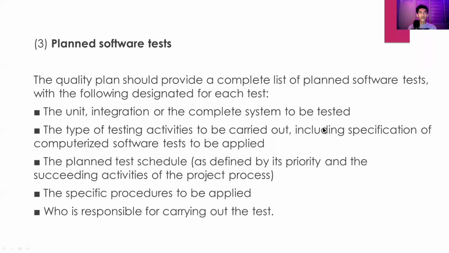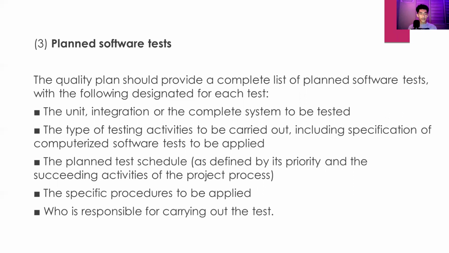Third, planned software tests. The quality plan should provide a complete list of planned software tests with the following designated for each test. First, the unit, integration, or complete system to be tested. Second, the type of testing activities to be carried out, including specifications of computerized software tests to be applied. Third, the planned test schedule as defined by its priority and the succeeding activities of the project process.